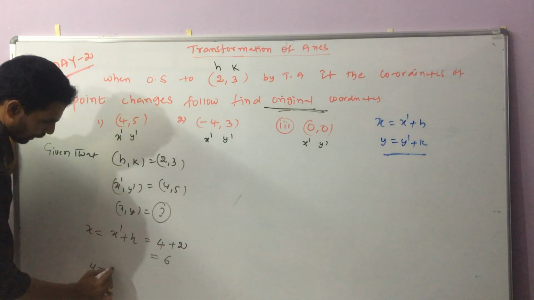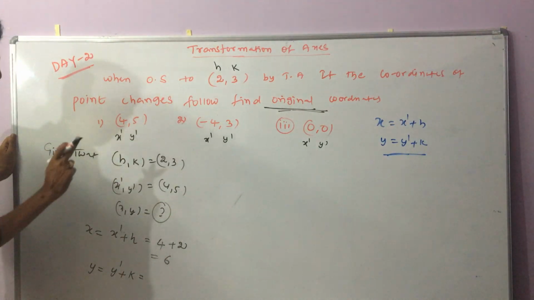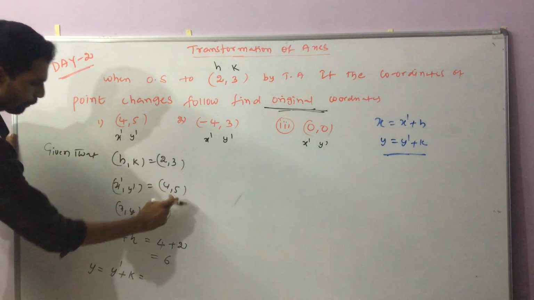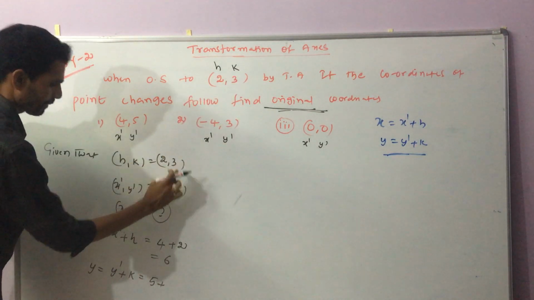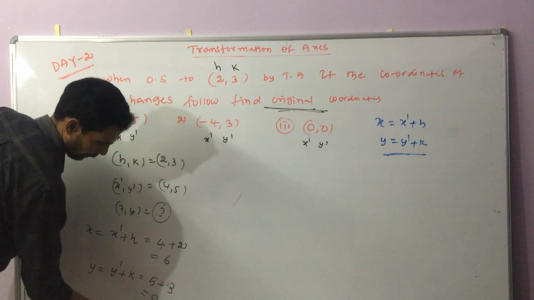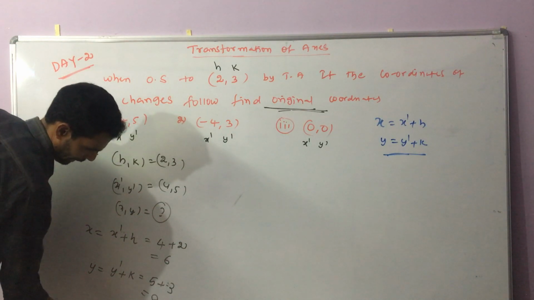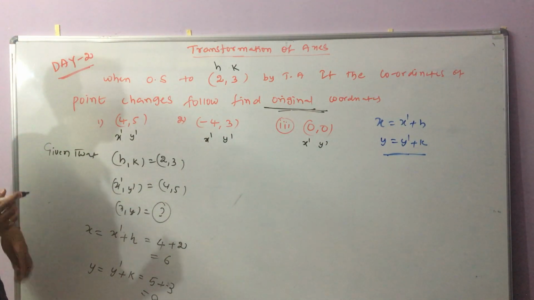y is equal to y dash plus k. What is the y dash value? The y dash value is 5, plus the k value, which is 3. So 5 plus 3 is equal to 8. What is the answer here? 6 comma 8 is the old coordinates of 4 comma 5.